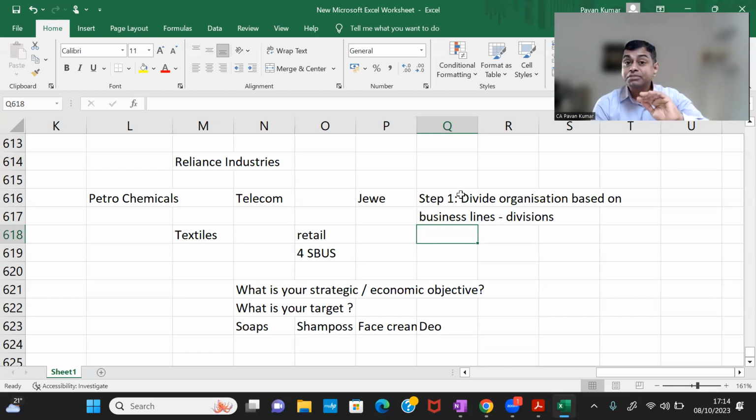If you go to corporates, each business is a division: ITC Agri Division, ITC Tobacco Division, ITC Hotel Division, ITC Paper Division. So corporates typically are based on business line, and government is based on geography. Whether you categorize your business into divisions based on geography or based on customer, sometimes domestic and export can also be two divisions. In your company, two divisions are there: domestic sales, exports.